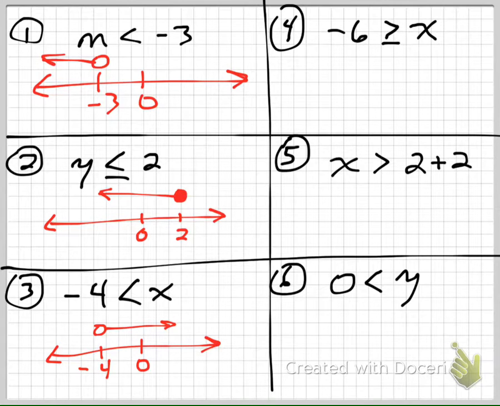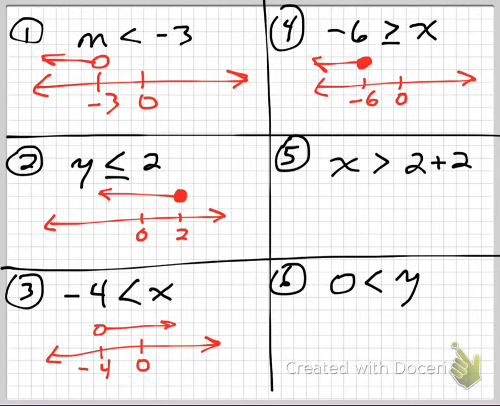Okay, number 4. Read that to me, please, Amy. X is less than or equal to -6. Correct. Solid dot, less than, to the left. Make sense? Everybody got that?